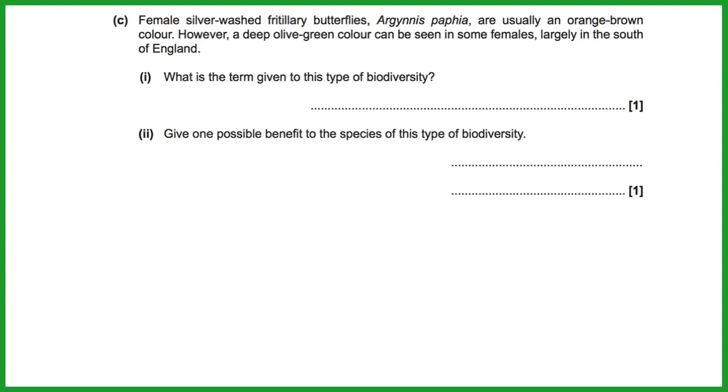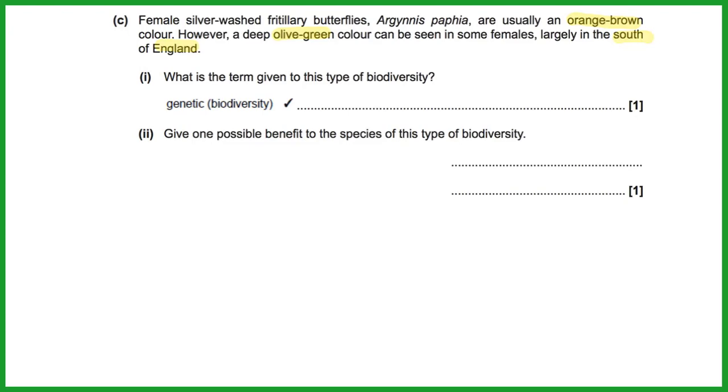So there are female silver-washed fritillary butterflies, and they're usually orange-brown colour. However, a deep olive-green colour can be seen in some females, largely in the south of England. So what's the term given to this type of biodiversity? Well, this is a genetic biodiversity because this is caused by genetic differences in the butterfly species, so genetic biodiversity.